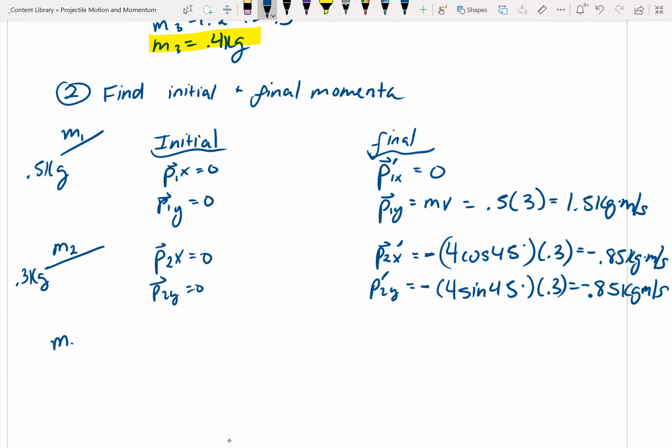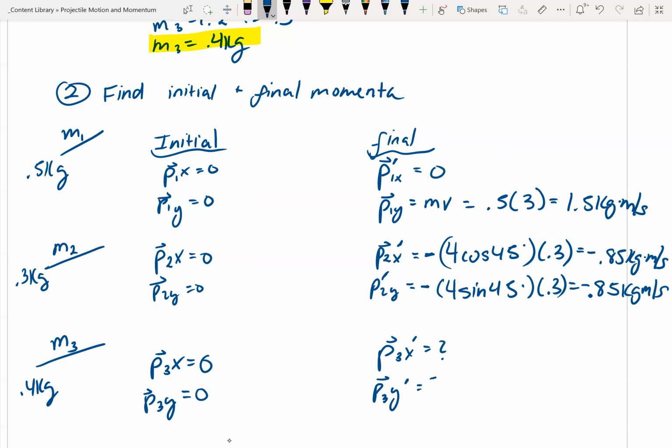Lastly, we'll consider our third mass, which we know is 0.4 kilograms. This has started from rest as well. P3x and P3y are both 0 because we start from rest. Now for our final, this is what we want to find. We don't know what these are yet, but we also know momentum is conserved. So we can solve for P3x if we just find our total momentum.